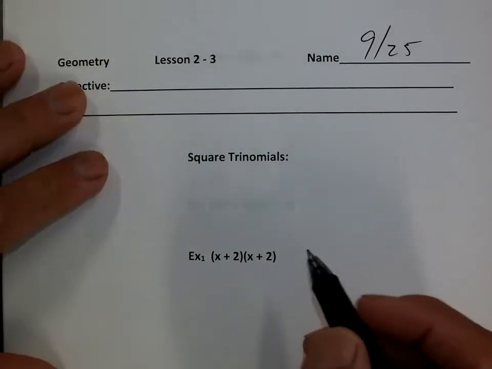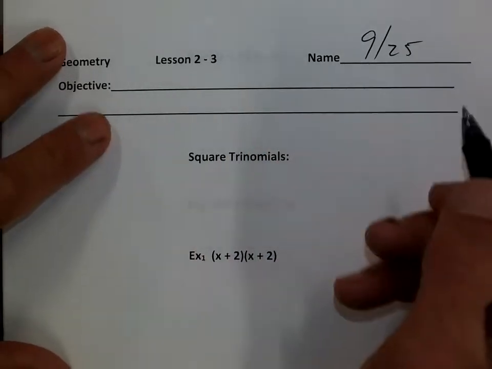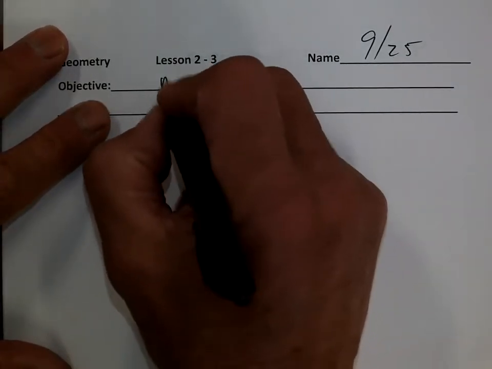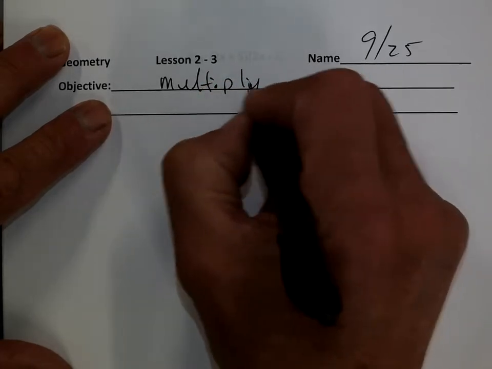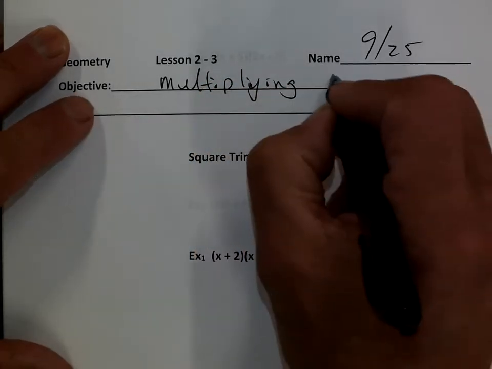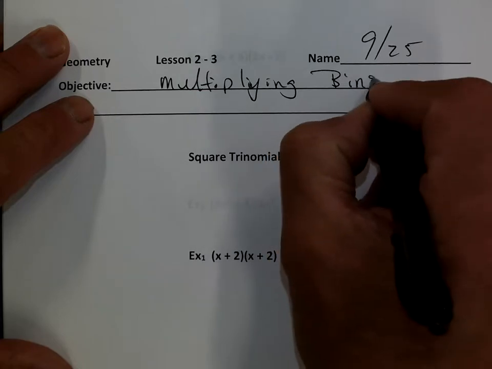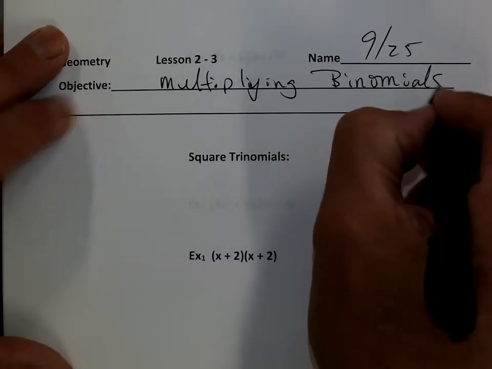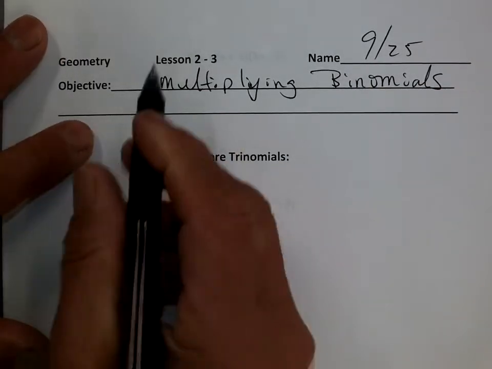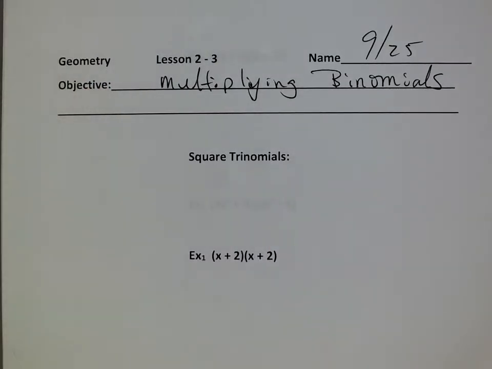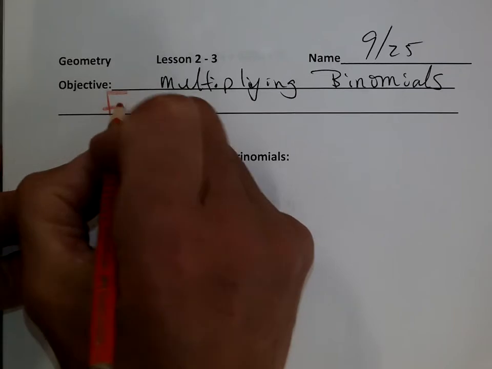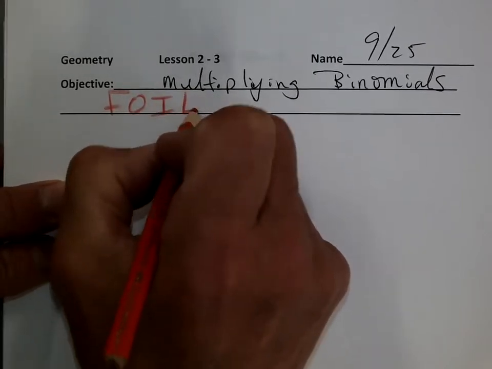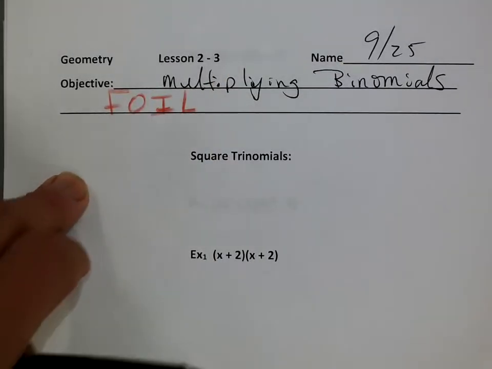So today's objective, what we're going to do is we're going to be multiplying binomials again. We're still going to be using that technique that I like to call FOIL, but a better word for it is really just the distributive property.